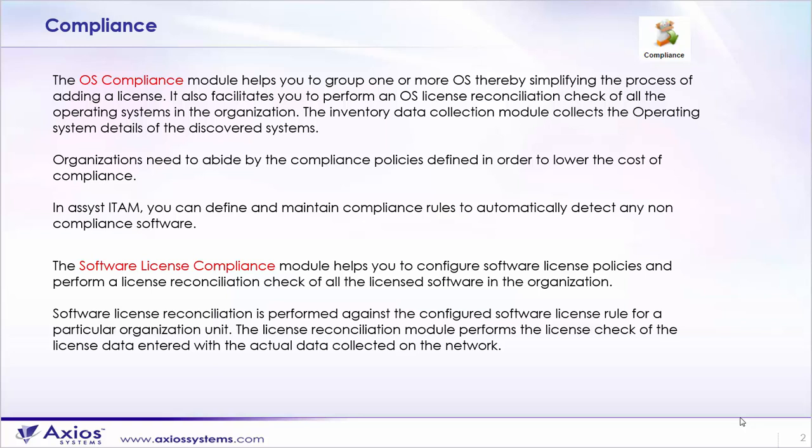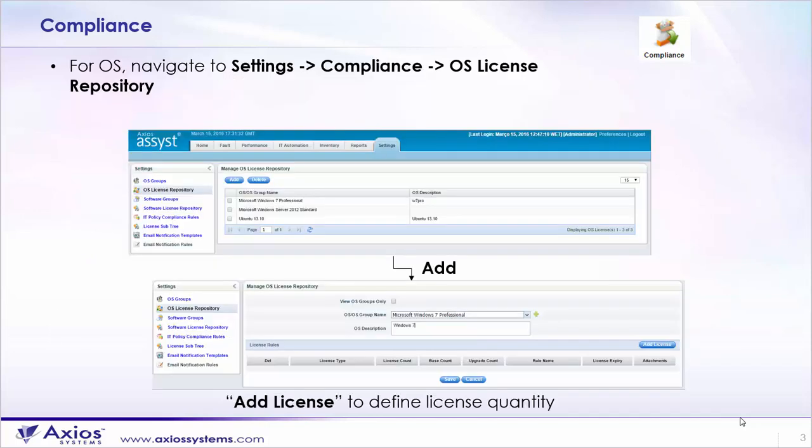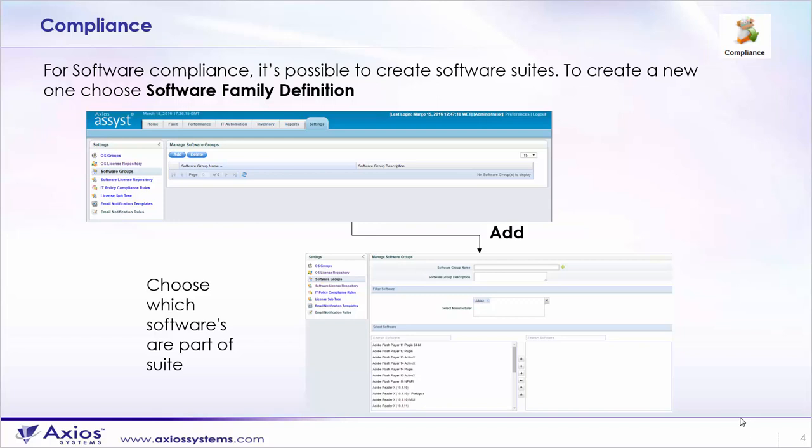Also, software license compliance helps us manage individual software licenses, do a reconciliation check, and check that we are legal. We're checking it against configured software for a particular unit. We can reconcile and check: do we have the right amount of licenses for the amount of software we are using? To do operating systems, we go down into settings, compliance and the OS license repository, and we add in the name of the license and the amount of the license. To do software compliance, we're in the same place. We go to settings, compliance.